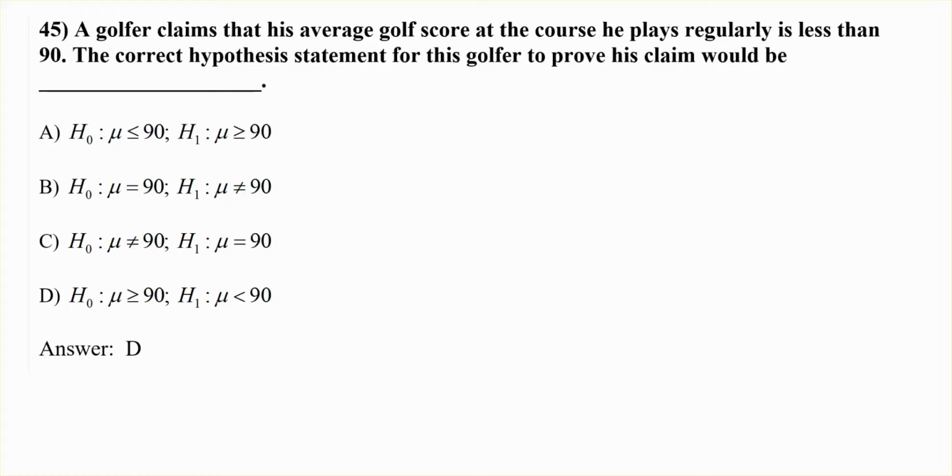A golfer claims that his average golf score at the golf course he plays regularly is less than. Notice the less than here. The less than doesn't have an equal to, and so that has to be the alternative hypothesis. And so the null hypothesis will be everything else. We'll have the greater than or equal to. Remember, the null hypothesis has to have equality. And the alternative hypothesis is either greater than, less than, or not equal to.